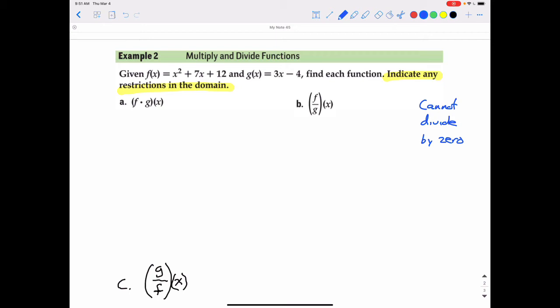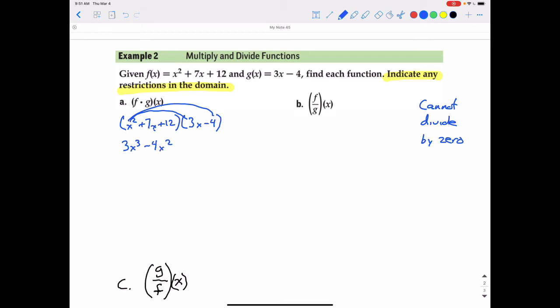So f times g of x means we are going to take x squared plus 7x plus 12 and multiply that by 3x minus 4. Since we are multiplying, this is going to be the distributive property. So I have to take x squared times the 3x minus 4, 7x times 3x minus 4, and 12 times 3x minus 4, and combine all the like terms. So when I take x squared times 3x minus 4, I get 3x to the third power. x squared times negative 4 is negative 4x squared.